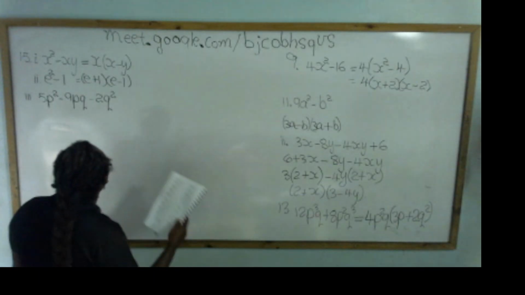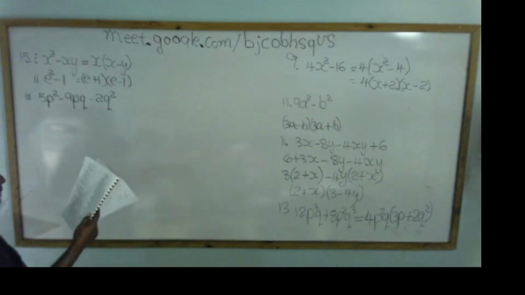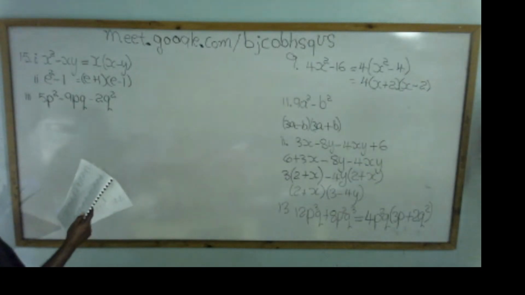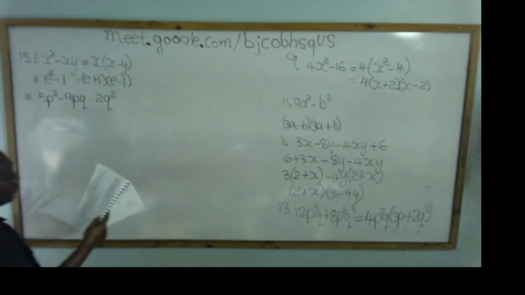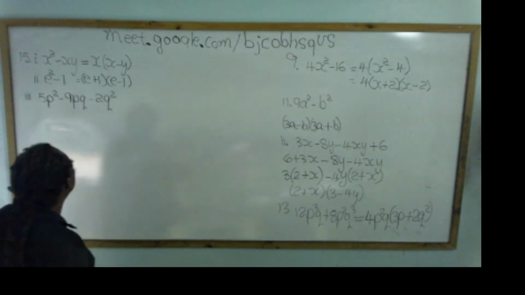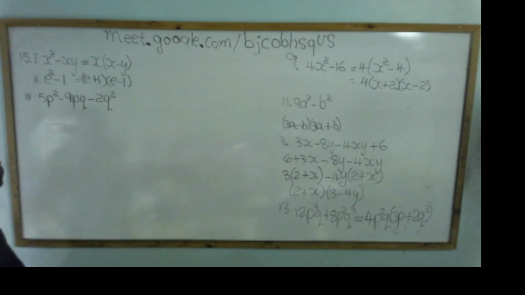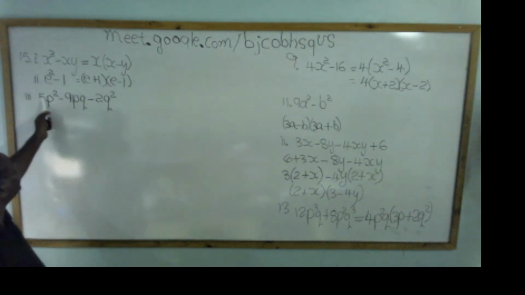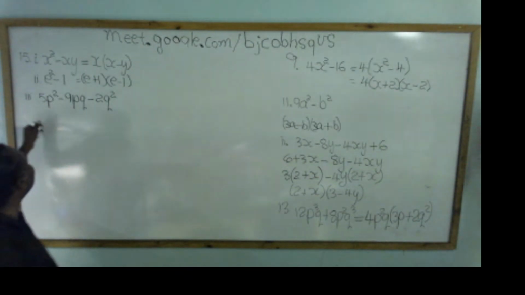So let me see. We have 5p squared minus 9p cubed minus 2q squared. There you go. That's your trinomial. The two numbers multiply to give a negative 10, and when you add them, you get a negative 9. What are they?